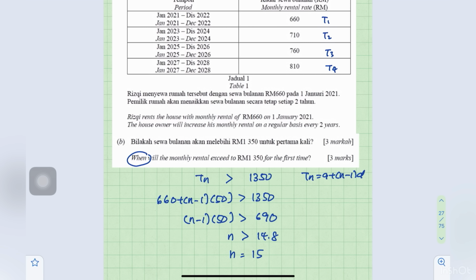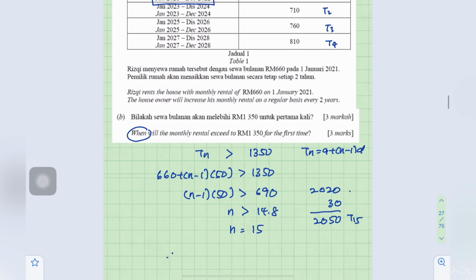So, ingat ni, satu term ni 2 tahun. Period dia 2 tahun sekali. Okay. So, term yang pertama bermula pada January 2021. So, yang sebelum tu ialah 2020. Okay, so n kalau ada 15 terms, maksudnya ada 30 tahun. So 2020 tambah 30 akan dapat 2050. Tapi ingat ni, terms yang ke-15 bermula pada tahun 2049. Terms yang ke-15 ialah 2049 hingga 2050. So then dia punya monthly rental exceed 1,350 ni ialah pada bulan Januari 2049.